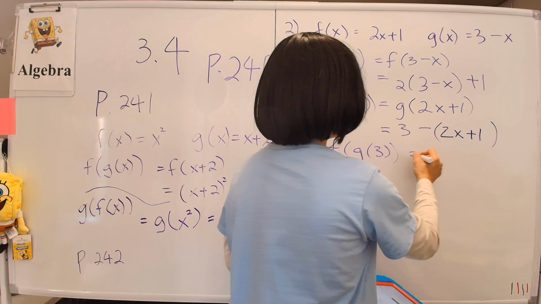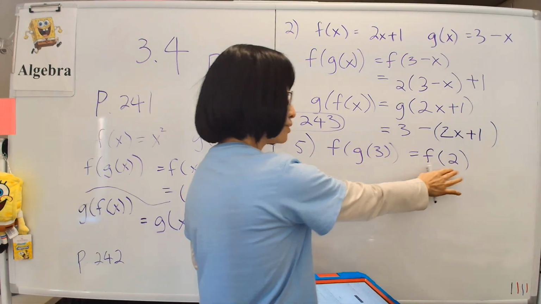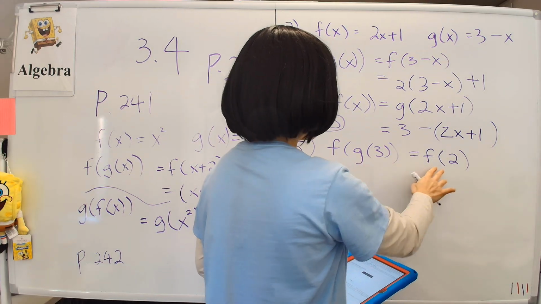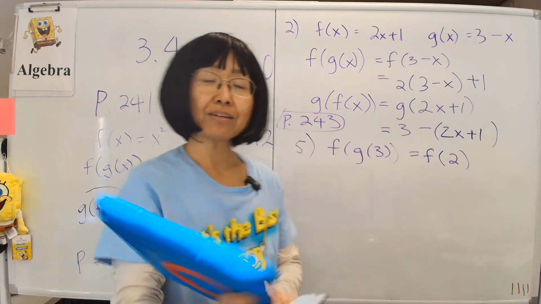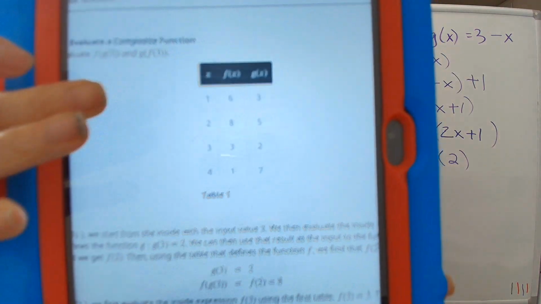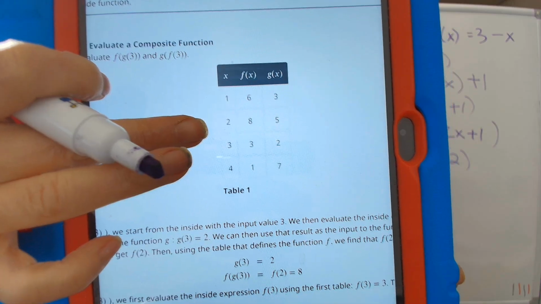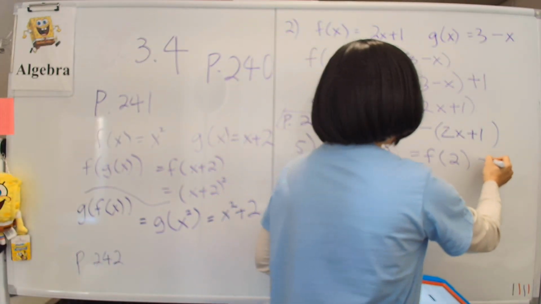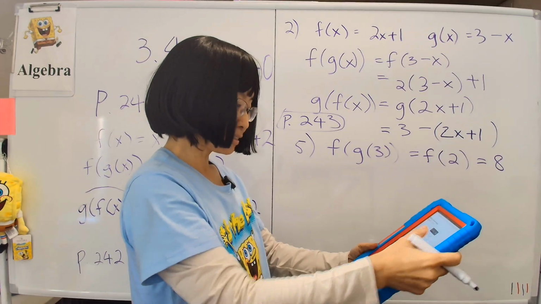So this equals f of 2, okay? Why? Because g of 3 is 2, says the chart, if I didn't mess it up. And then for f of 2, we look at the chart again and ask ourselves, what is the value of f of x when x is 2? When x is 2, you look at the f column, it says f is equal to 8. And so f of 2 equals 8. And that should be the answer. And that is what the book says.